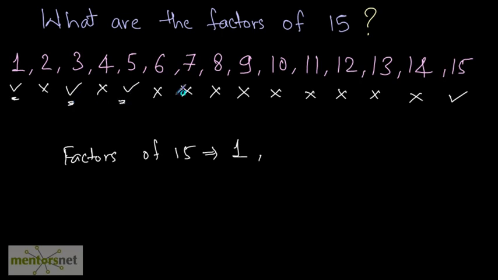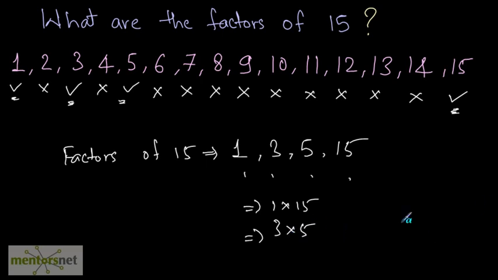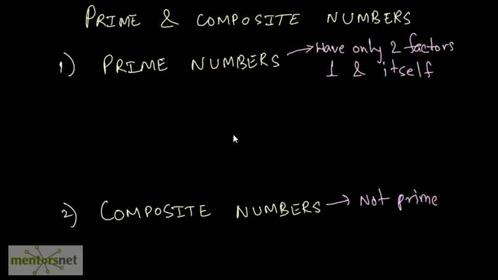3, 5 and 15. So the basic meaning of factors is that you can combine these numbers and multiply them in order to obtain the original number 15. So for example, I can combine 1 and 15 to obtain 15. I can combine 3 and 5 to obtain 15, and so on. So coming back to the definition of prime numbers, a prime number is a number which has only two factors, the number 1 and the number itself.